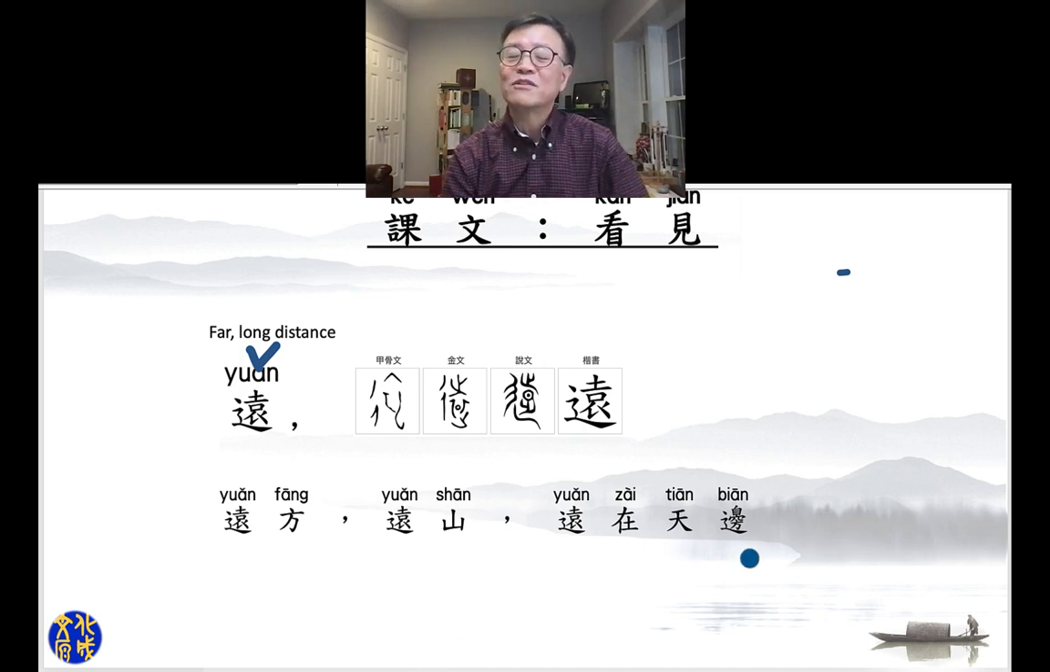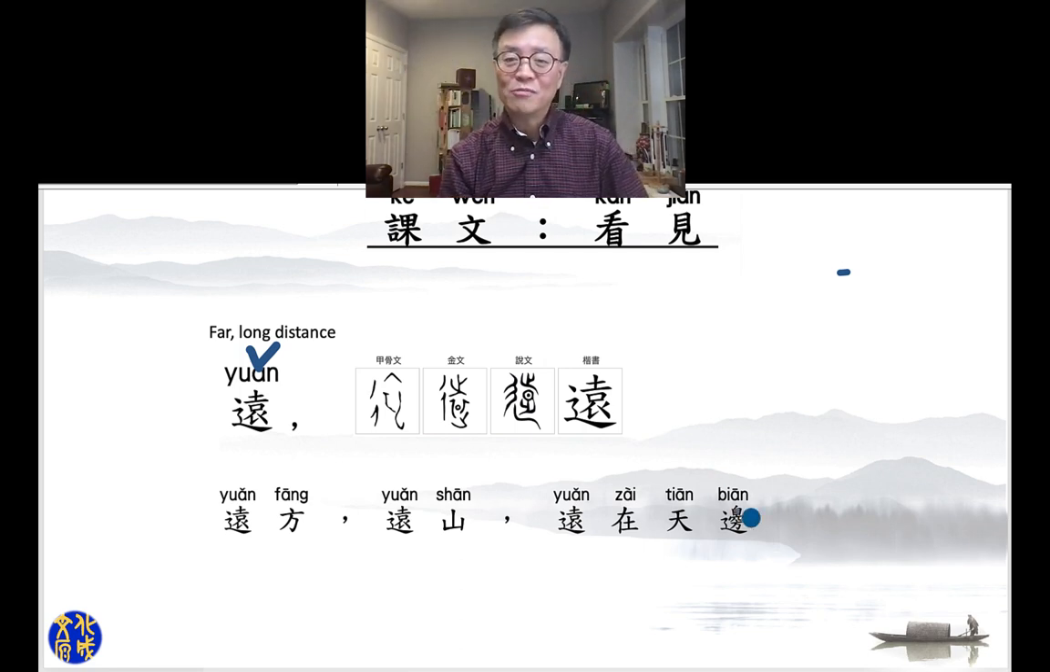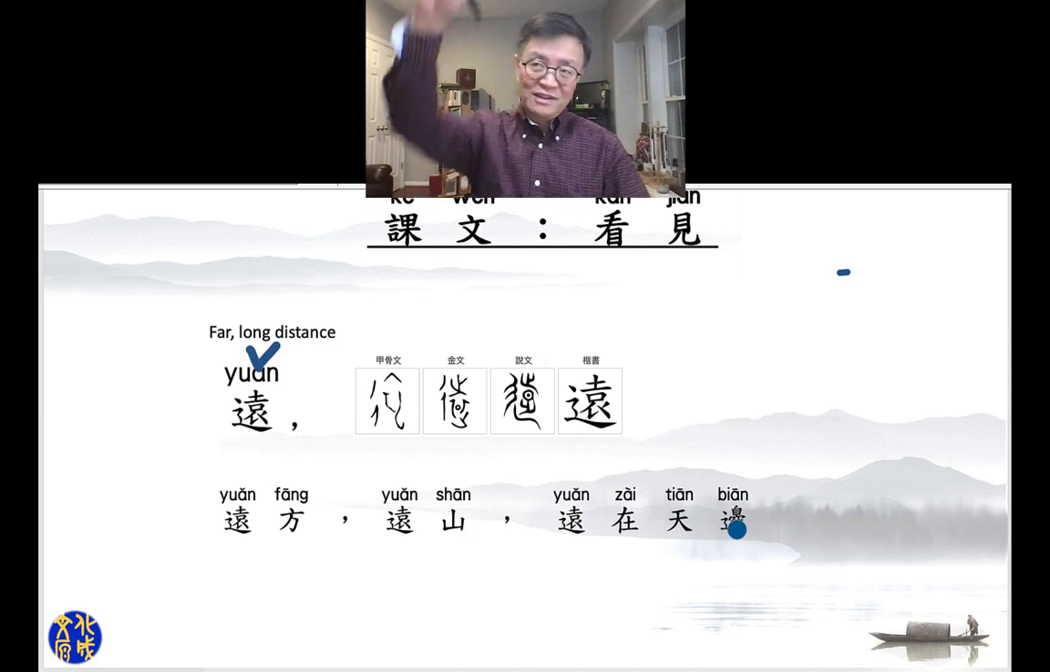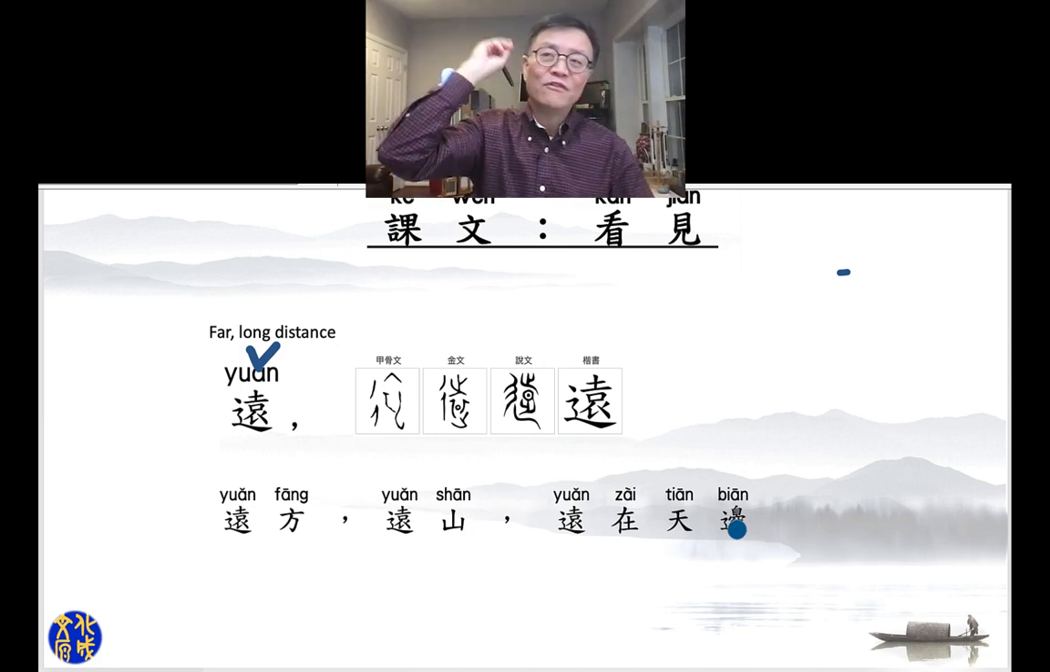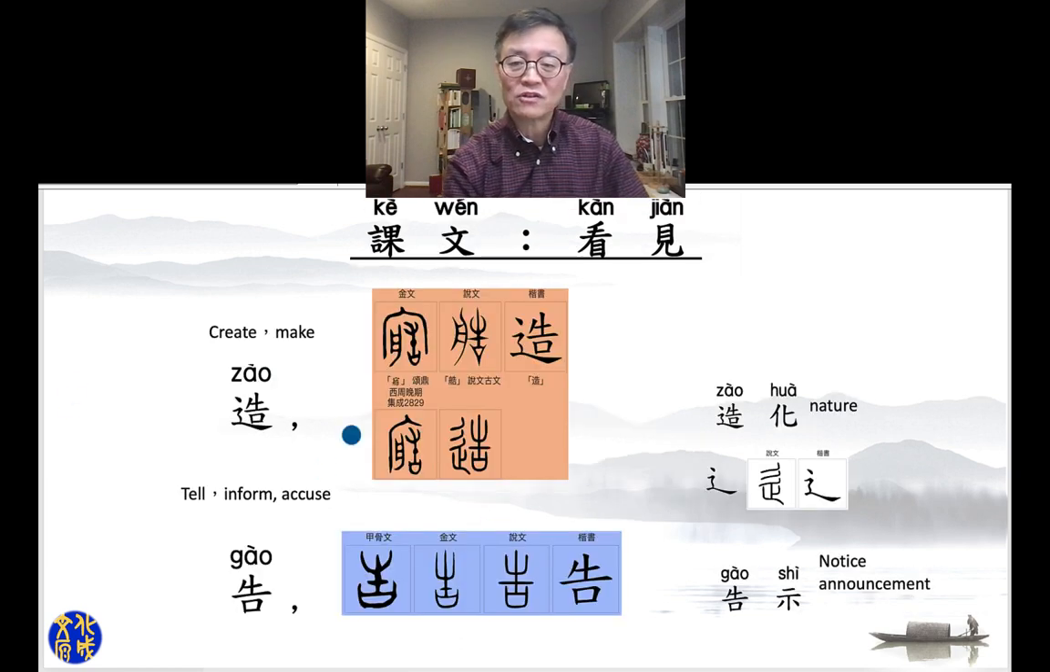远在天边 means far, far away, at the end of this globe. 天边, at the edge, at the other side of the sky. 远在天边. Say, for example, how far away is China from the US while I'm living in New York? 中国远在天边, it's the other side of the sky. 远在天边.